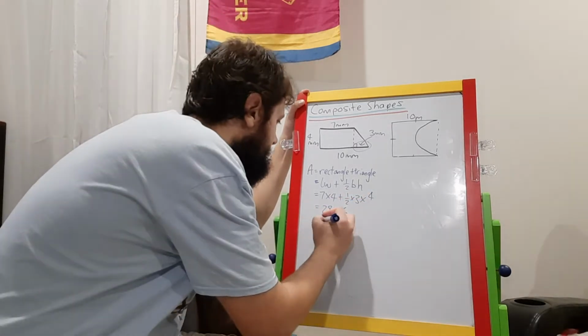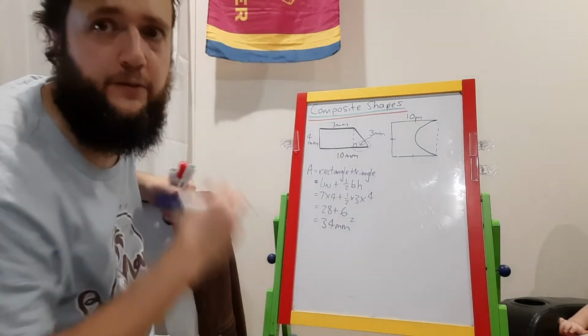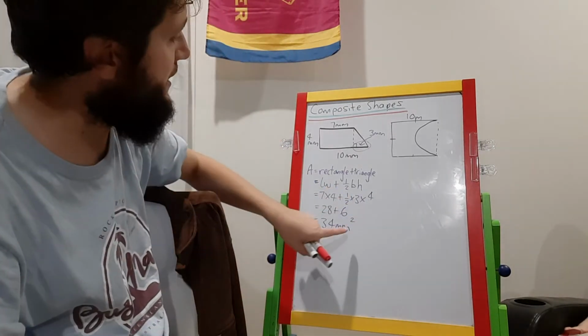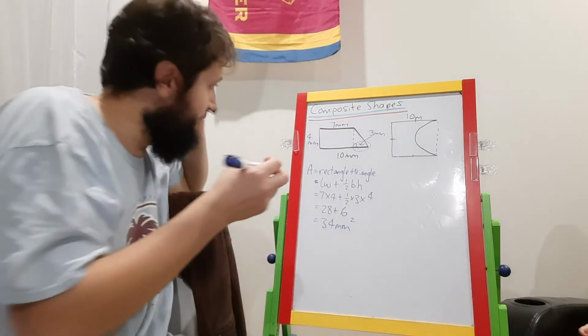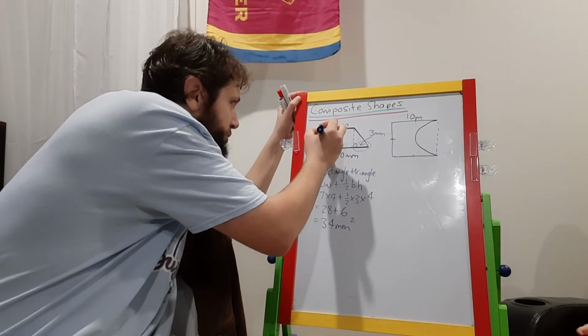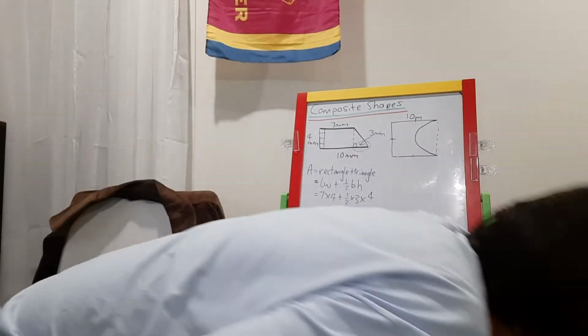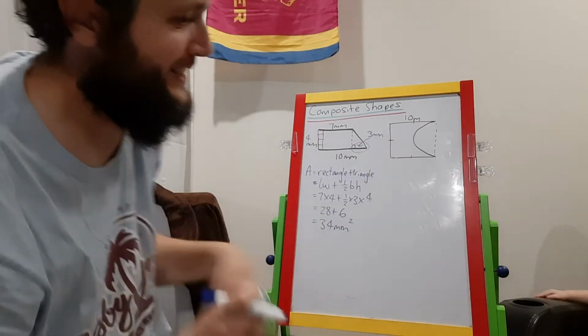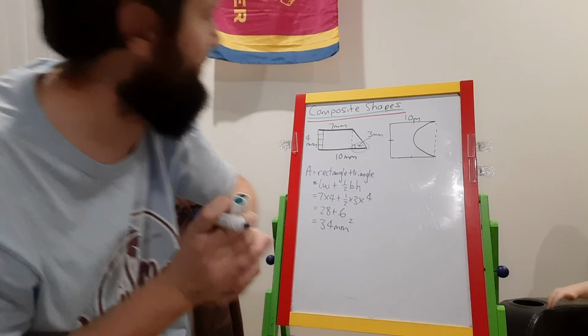28 plus 6, the answer is 34 millimeters squared as a measure of area. Remember it was in millimeters and it's millimeters squared. If you went and drew little millimeter squared blocks out of that, in theory you'd end up with 34 of them. Really? Go, play with this one. There you go. It's awesome.